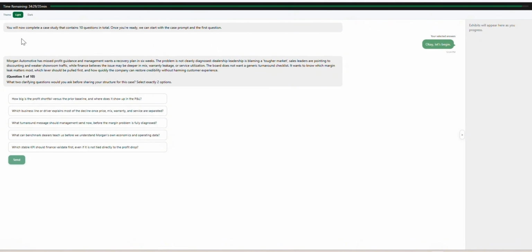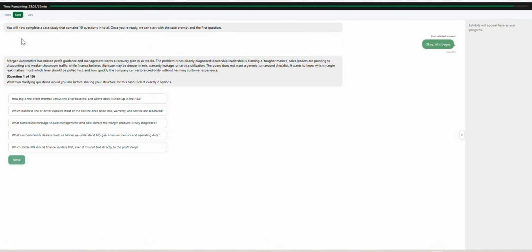When we click Begin, we're given question 1, but we're also given case context. Morgan Automotive has missed profit guidance and management wants a recovery plan in 6 weeks. Different people inside the business are blaming different things. Dealership is blaming a tougher market. Sales leaders are pointing to discounting and weaker showroom traffic. Finance thinks the issue may go deeper into mix, warranty leakage, or service utilization.